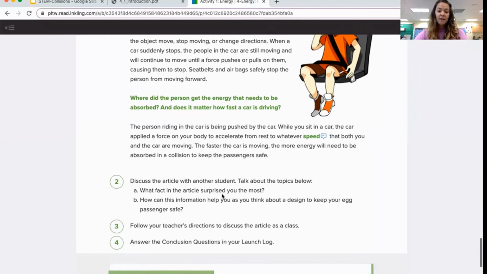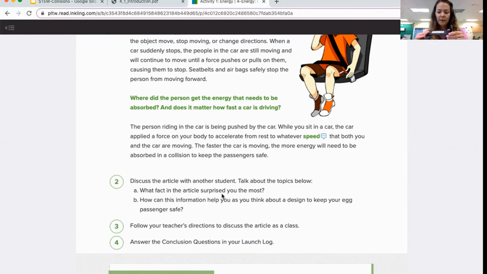The person riding in the vehicle is pushed by the car. While you sit in the car, it applies a force to your body to accelerate you from rest to whatever speed you and the car are moving at. The faster the car is moving, the more energy will need to be absorbed in the collision to keep the passenger safe. So that's something to consider, not just in this egg activity, but also for yourself.